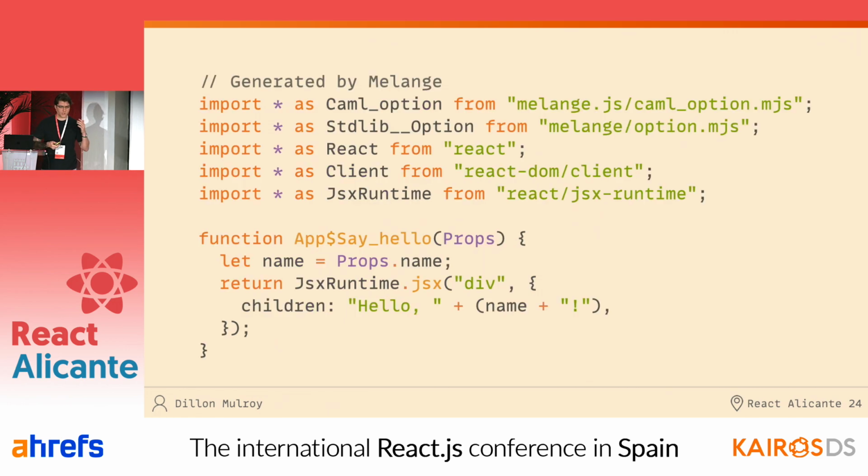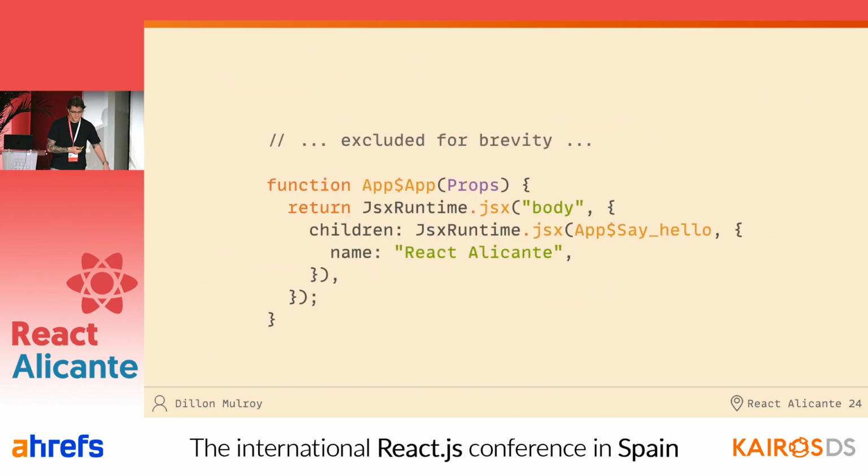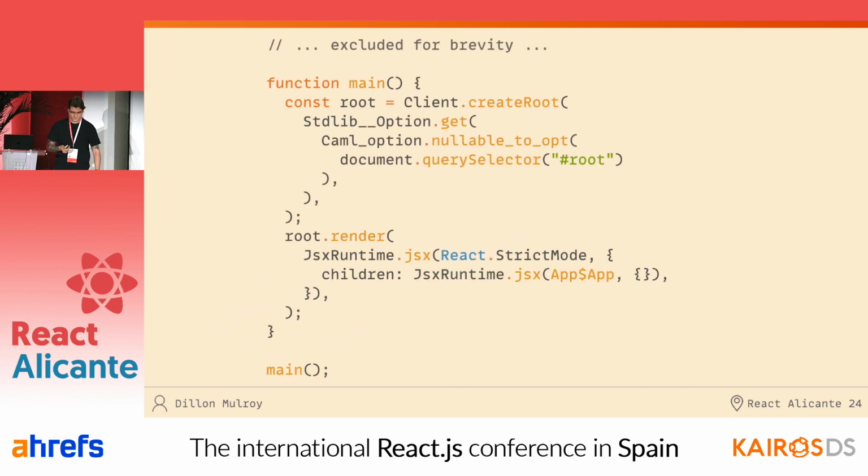And this is what Melange is going to output for us, right? This is exactly what we're compiling our JSX to anyways. So we can see here we get the JSX runtime. We see we're passing in an HTML component name, giving it children, and just going forward and forward. This all looks exactly like what we're familiar with.